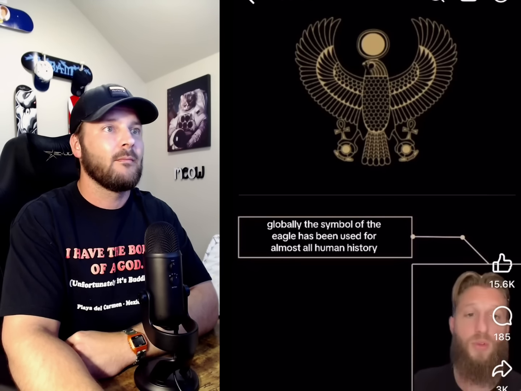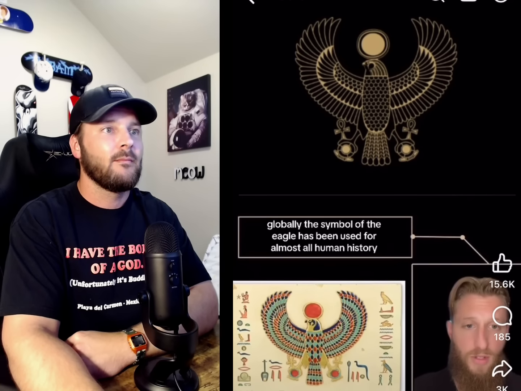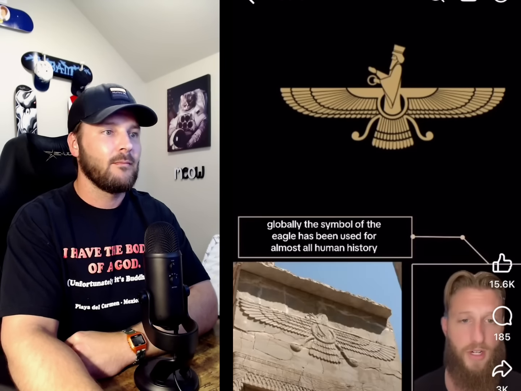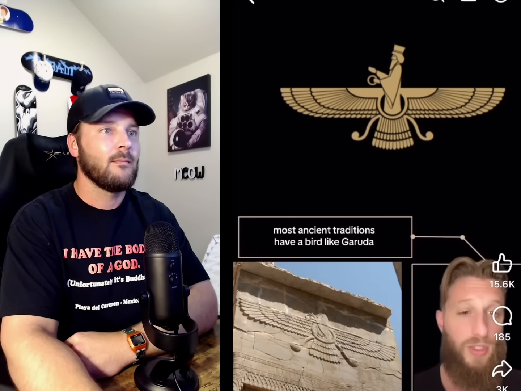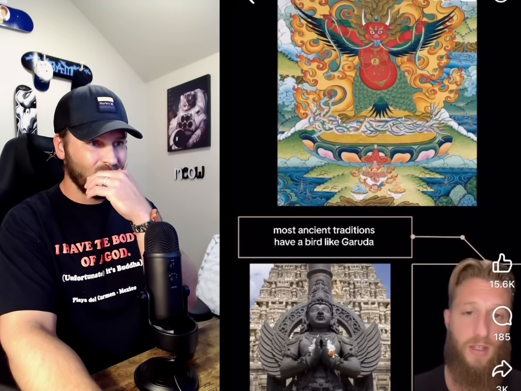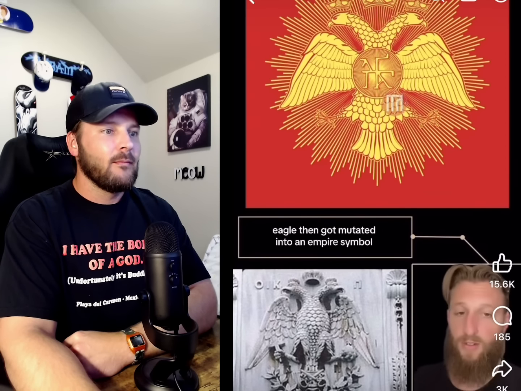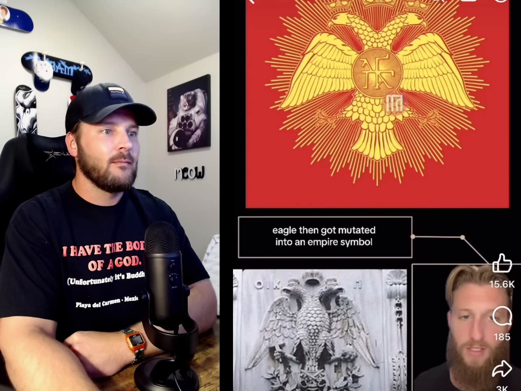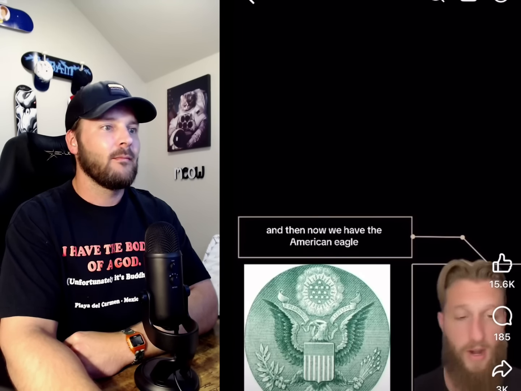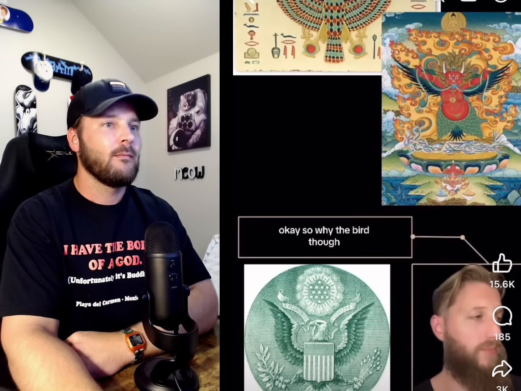Globally, the symbol of the eagle has been used for almost all of human history, especially the winged disc. Most ancient traditions have a bird like Garuda that symbolizes wisdom or light. That's why there's fire and light around it, like the Byzantine eagle here. The eagle then got mutated into an empire symbol, and then now we have the American eagle, which we all know. Okay, so why the bird, though?